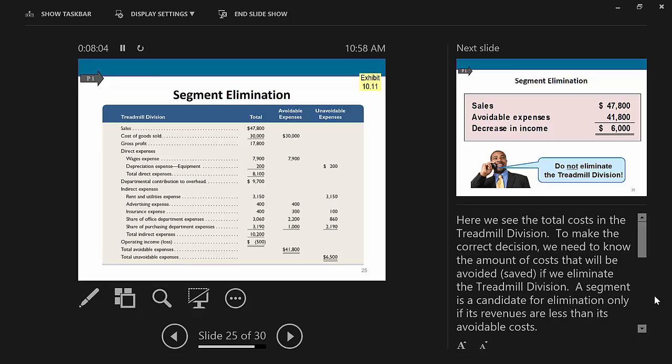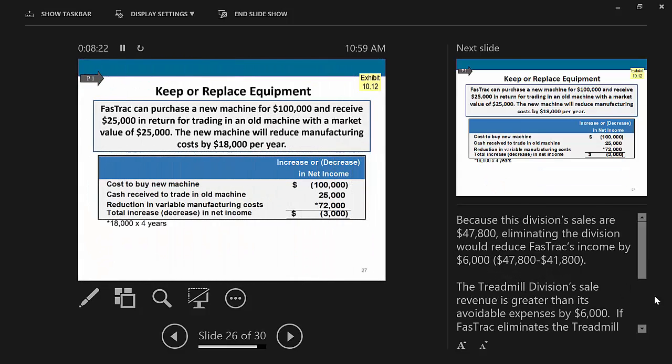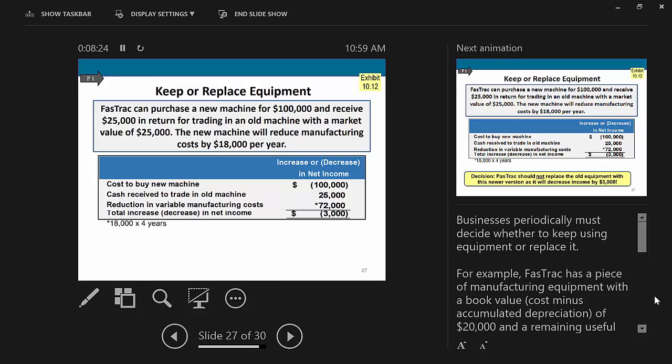I've seen other literature that calls these traceable costs versus common costs. The unavoidable can be called common, and the avoidable can be called traceable. I've seen that in some literature as well. Some textbooks will describe it that way. Okay, so we're going to keep that segment. Okay, good. Keep or replace equipment.